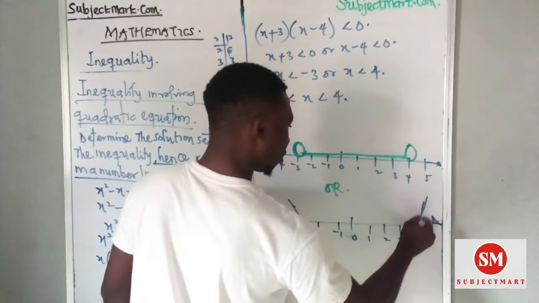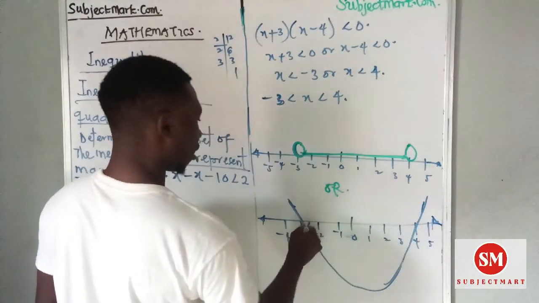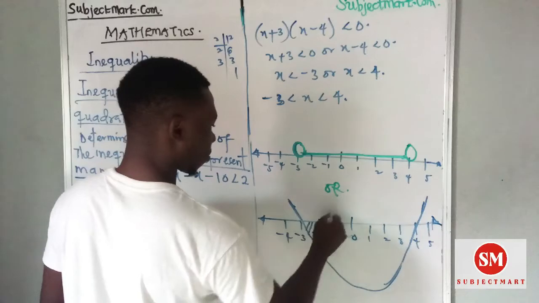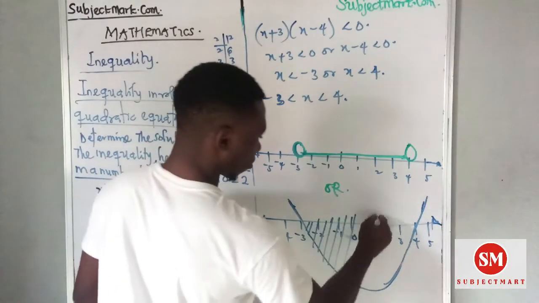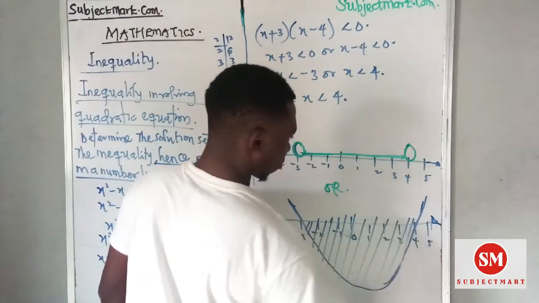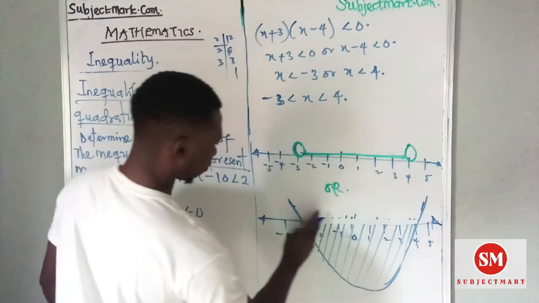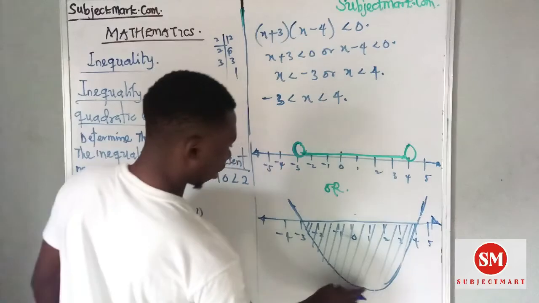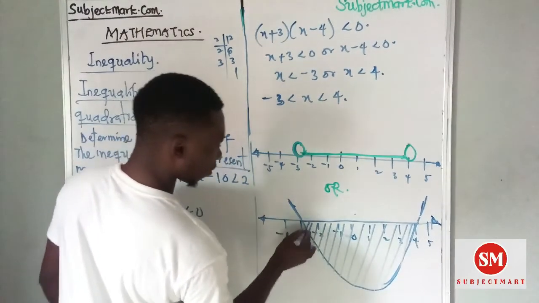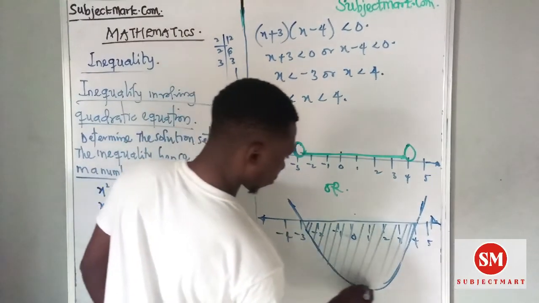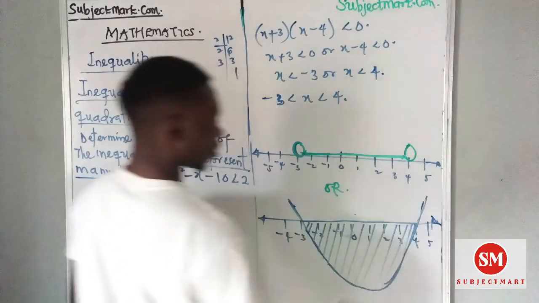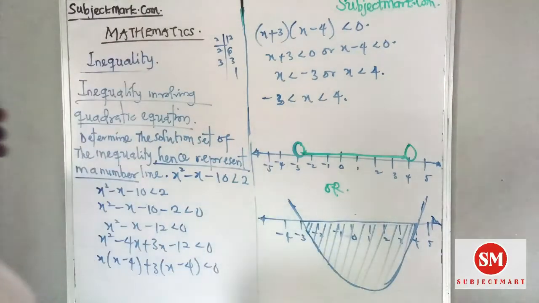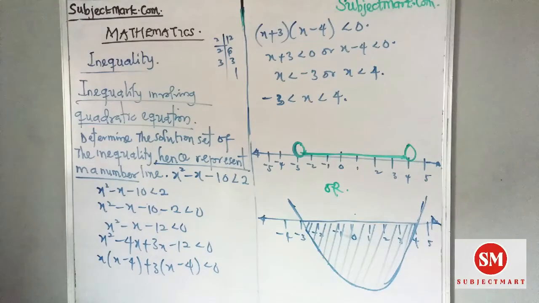So this will meet at this distance. Please make sure it doesn't leave this line. No, it doesn't leave this line. So we'll have this, and we'll also have this. So any of these two representations is what? Correct. Both of them say that minus 3 is less than x, which is less than 4.